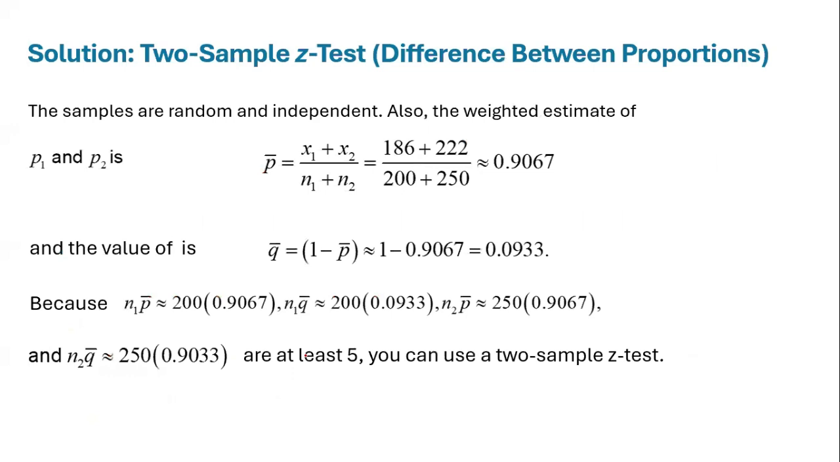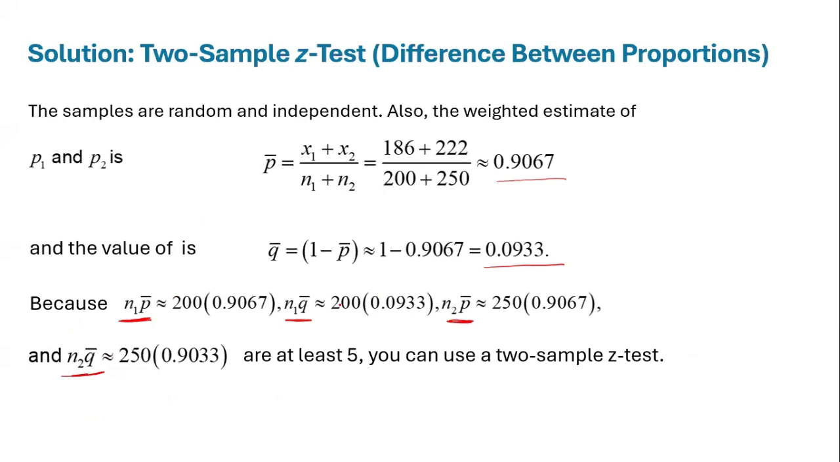And you can see all of the results here. The pooled estimate is 0.09. So the Q bar is 1 minus that, which is 0.0933. And if I multiply n1 by P bar, n1 by Q bar, n2 by P bar, and n2 by Q bar, you will see that all of those are greater than 5. So you check the requirement.